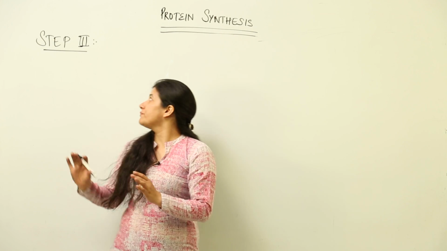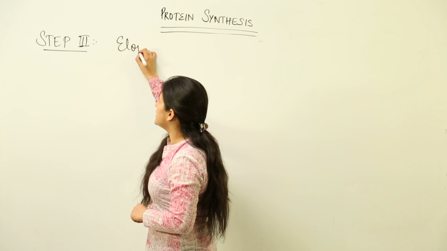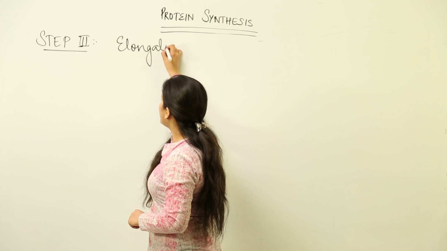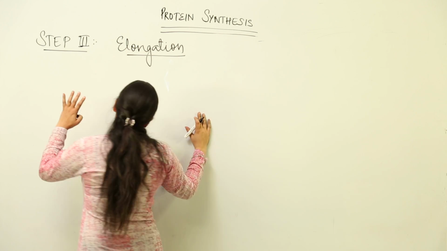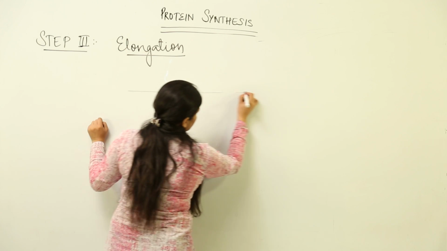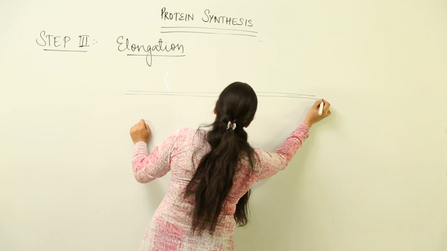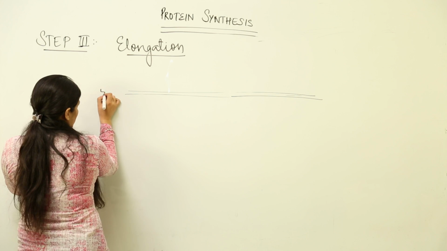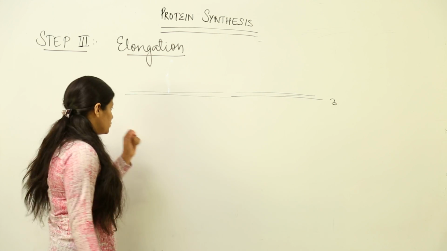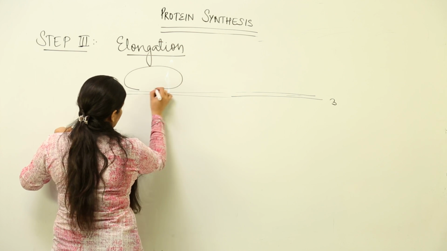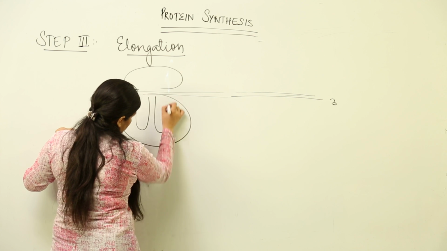The next step, step three in protein synthesis, is elongation. Now, where did we leave initiation? At what stage did we say that initiation is completed? If you remember, this was the mRNA. The ribosome's larger and smaller subunits are going to move on the messenger RNA in the 5' to 3' direction. The smaller subunit lies over here and the larger subunit lies over here. This was the P site and this was the A site.